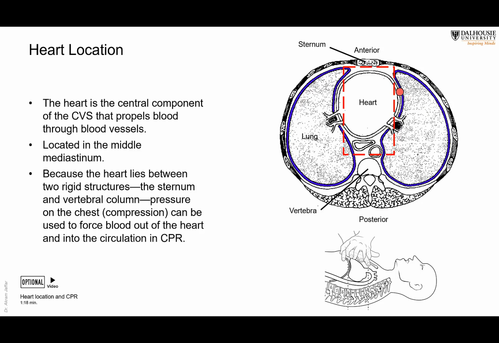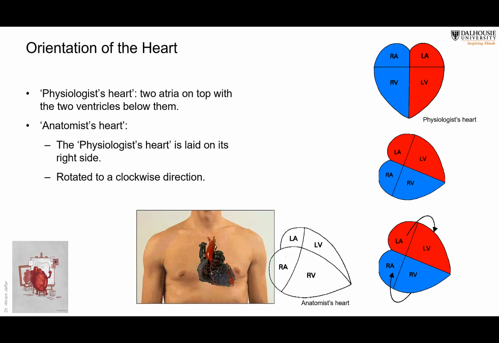Also in this section, note that the heart is located between two hard structures. Anteriorly, there's the sternum as a bone, and posteriorly, there's the vertebral column. That's why the heart can be compressed between these two bones, and this is what we usually use in cardiopulmonary resuscitation, compression of the heart. The heart can be compressed because it is sandwiched between two hard structures. This is very important to consider.